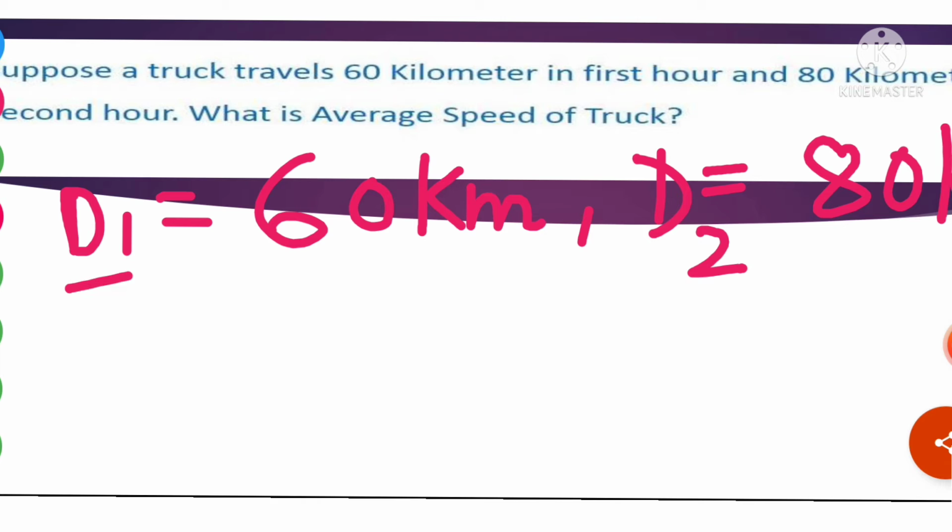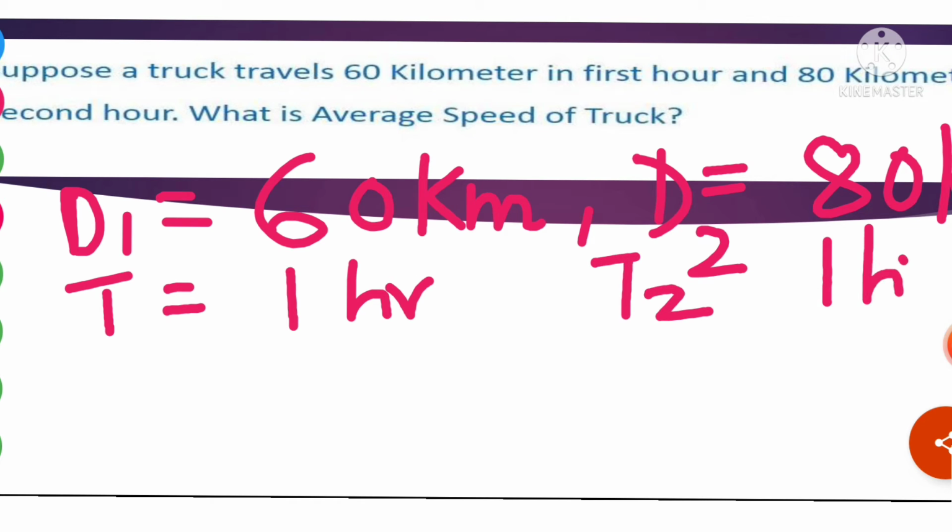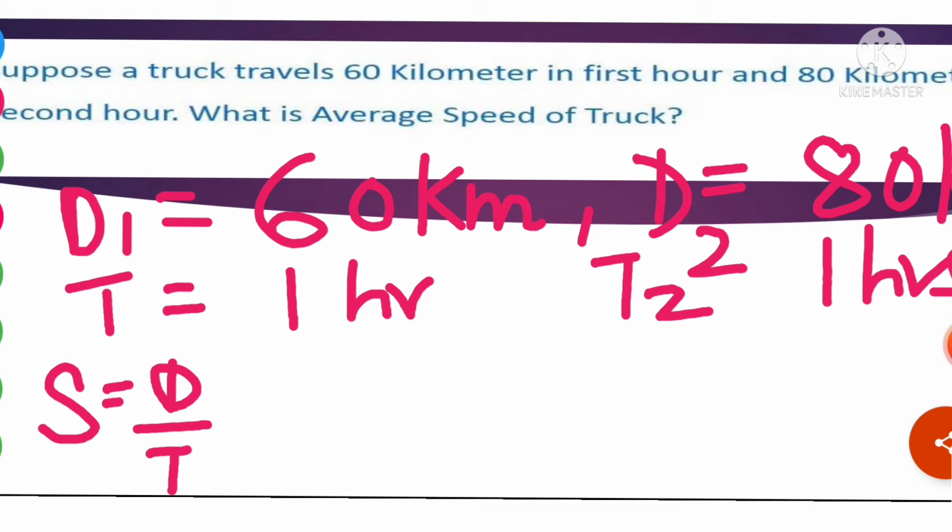Now time number 1, what is the time? In the first, it is 1 hour. And for time number 2, it is again 1 hour. That means this truck has first completed 60 km in 1 hour, then the truck has covered 80 km in 1 hour. So we need to find out the speed. Speed is equal to, again children, distance upon time taken. Now here we write average speed. Average speed means the total distance.